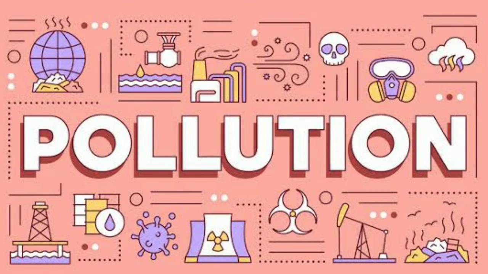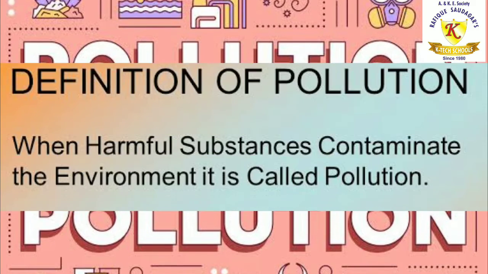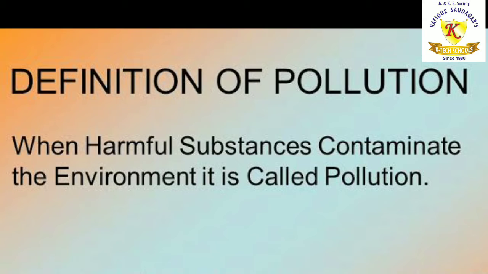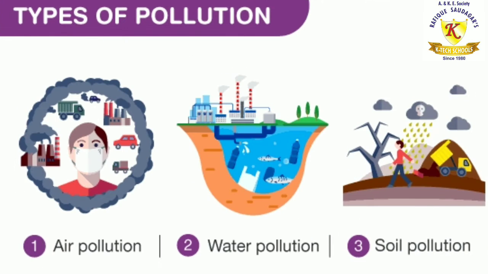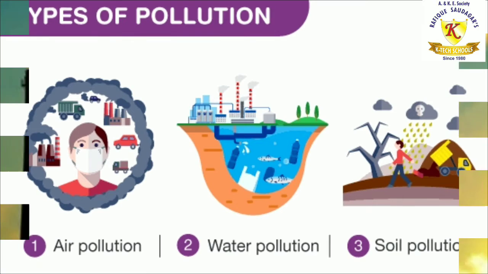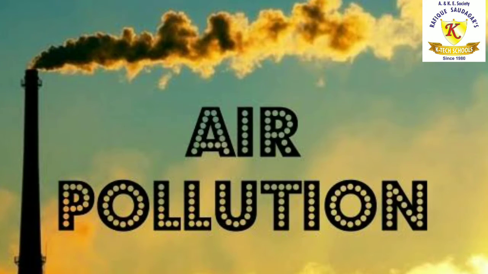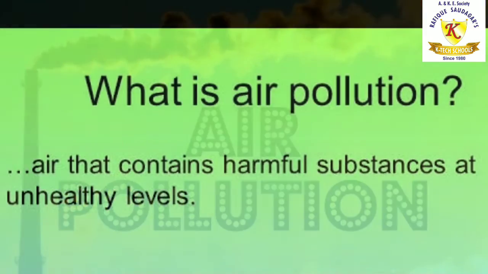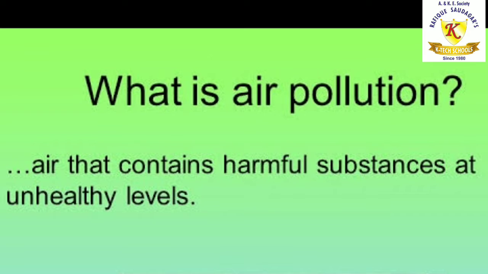We have started with our lesson number 8, pollution. What is it? When harmful substances contaminate the environment, it is called pollution. Let's see the types of pollution: air pollution, water pollution, and soil pollution. In our previous lecture, we have studied air pollution. Air that contains harmful substances at unhealthy levels is called air pollution.